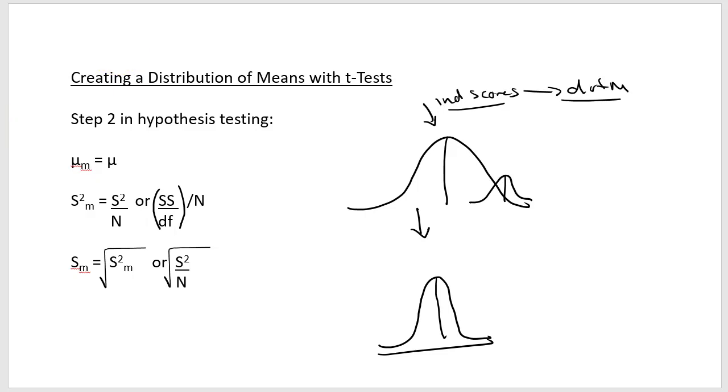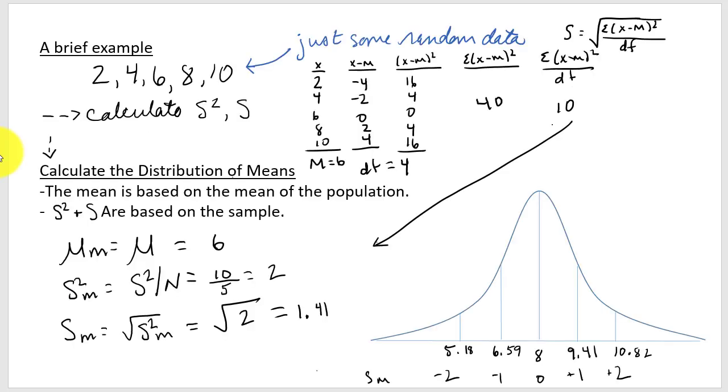Now let's take a brief look at an example of how we would create a distribution of means based on some random data. We're also going to walk through the hand calculations of the unbiased estimate of the population standard deviation and variance. So this is just a brief example, and we have scores of 2, 4, 6, 8, and 10. It's just some random data. It doesn't matter what it is.